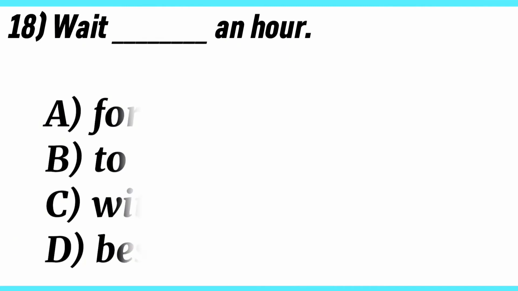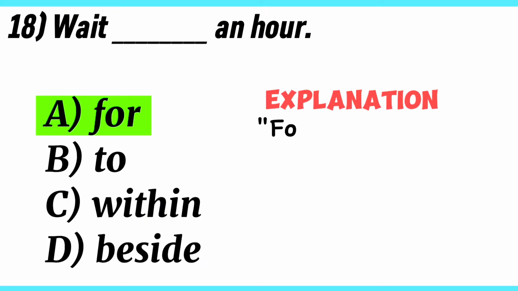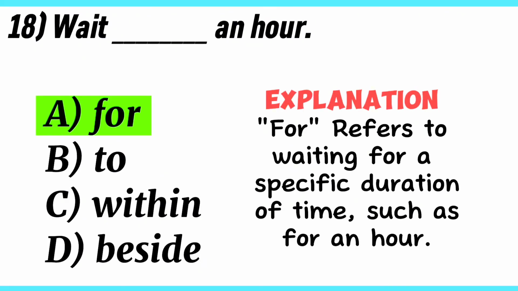Wait dash an hour. The correct answer is option A, for. Explanation: for refers to waiting for a specific duration of time, such as for an hour.